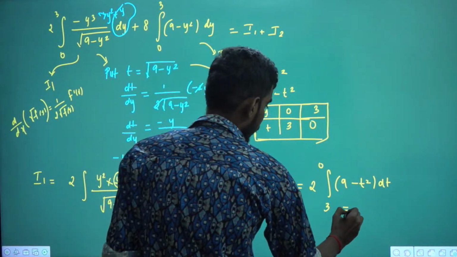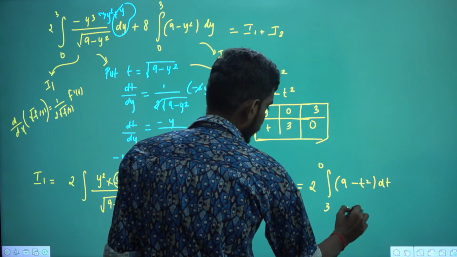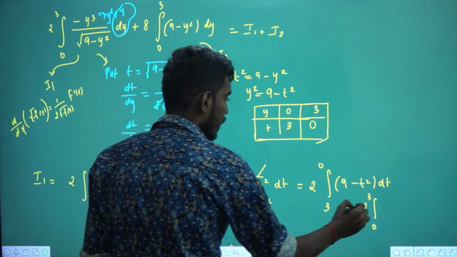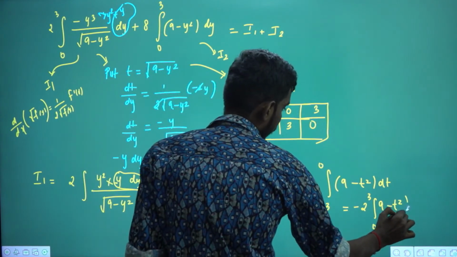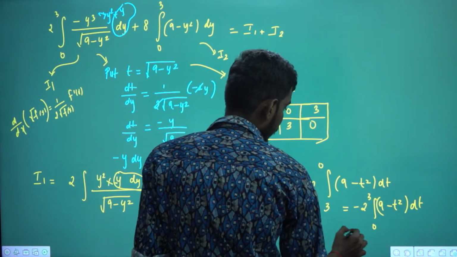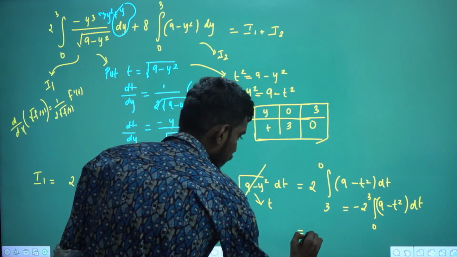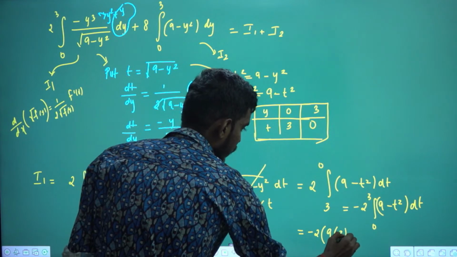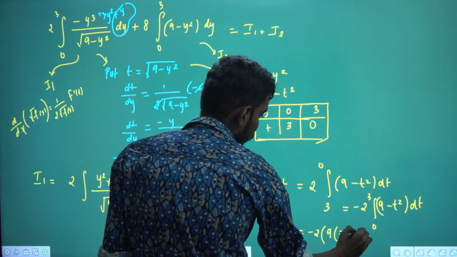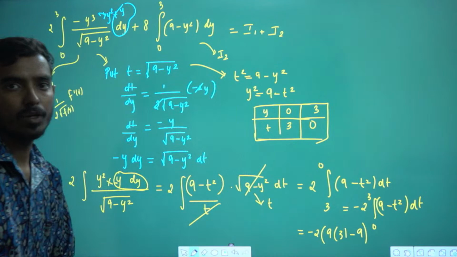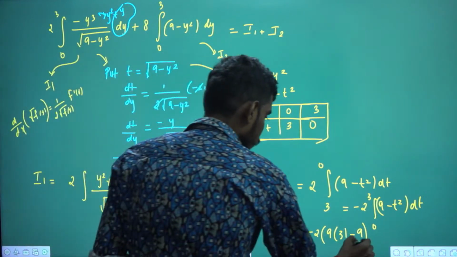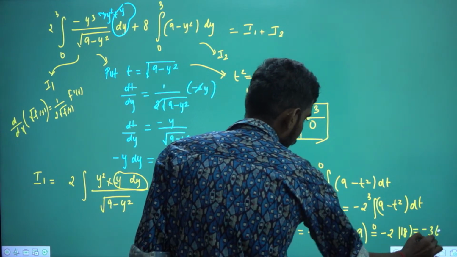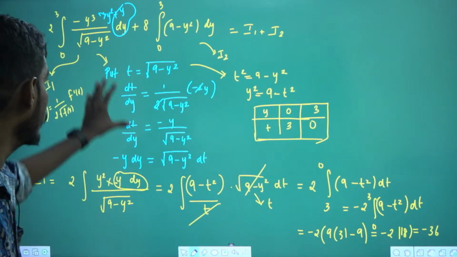So perform this integration now. I can write this as minus 2 times integration of 0 to 3. I'm just changing the limits and multiplying by minus. So 9 minus t square dt. So this will be minus 2. 9 into dt is 9t. T cube by 3. It will be 9 into 3, 27. T cube by 3, 27 by 3, which is 9. So this will be minus 2 into 18. So minus 36 is your I1 integral value.